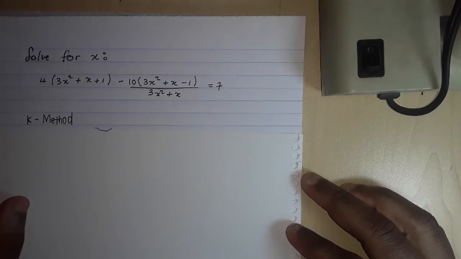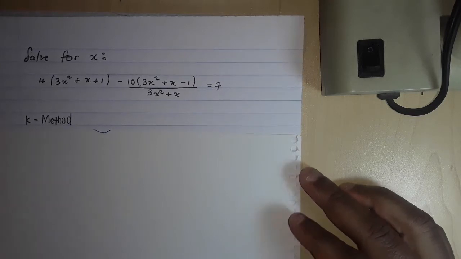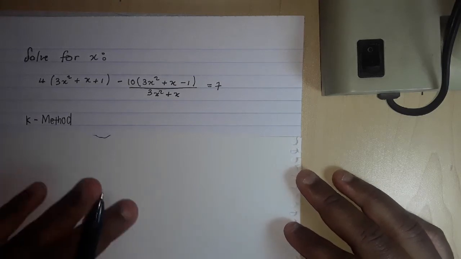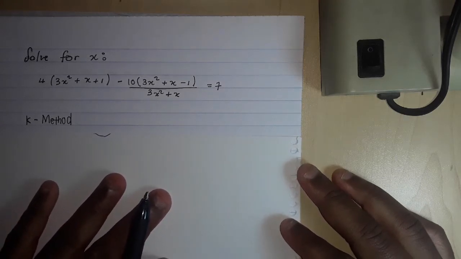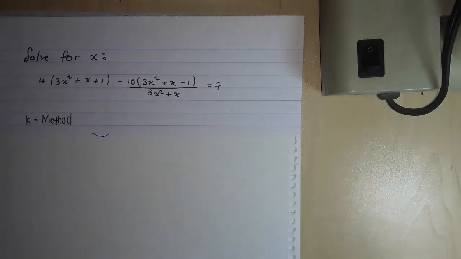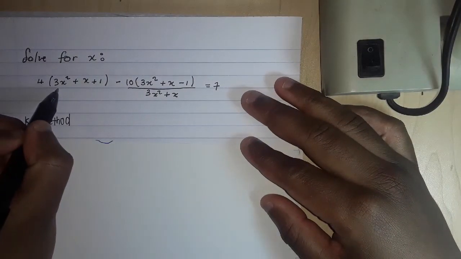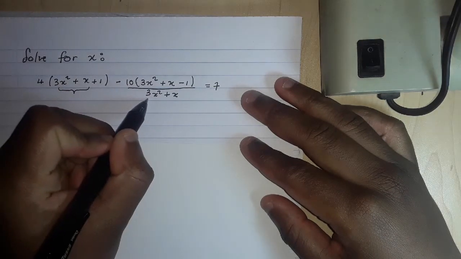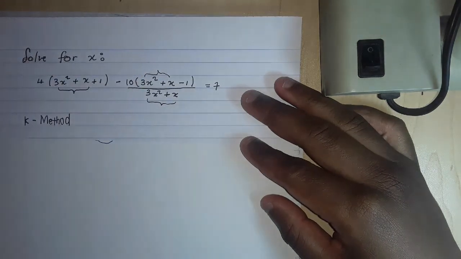The very first thing you need to look at, especially if you're attempting to use the K method, is that this is a complicated expression. You would try to look at what you could use as a substitution in the expression. For instance, when we are looking at this expression here, we can see that we have 3x squared plus x here, which is common here, 3x squared plus x, 3x squared plus x, right?